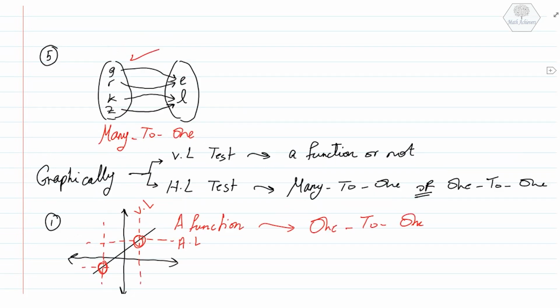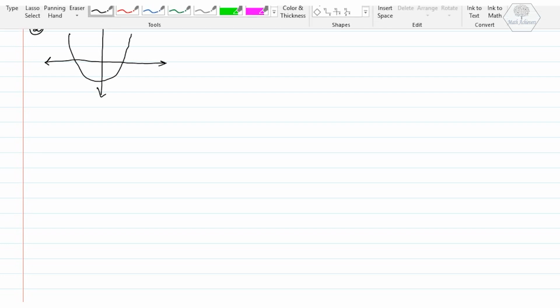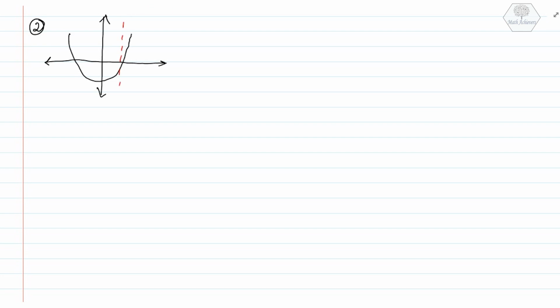We can take more examples. This example. Let's test if it's a function or not. We draw a vertical line, it crosses in one point, and here it crosses in one point. So this relation is a function.